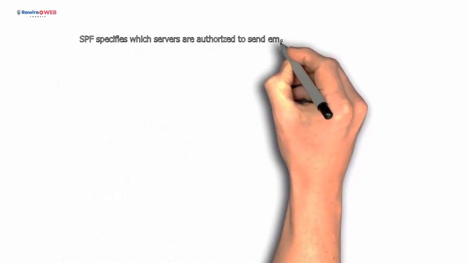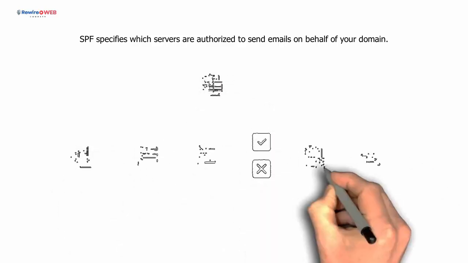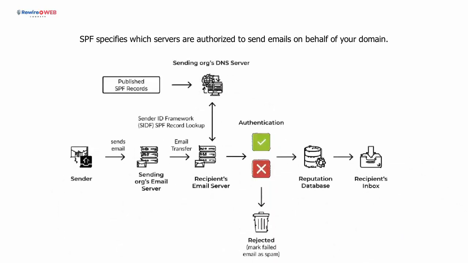The first tool we'll explore is SPF, or Sender Policy Framework. SPF specifies which servers are authorized to send emails on behalf of your domain. By publishing an SPF record in your DNS, you inform receiving servers which IP addresses or hosts are permitted to send email. When an email is received, the recipient server checks the SPF record to validate the sender's legitimacy. If the sending server isn't authorized, the email may be rejected or marked as spam.